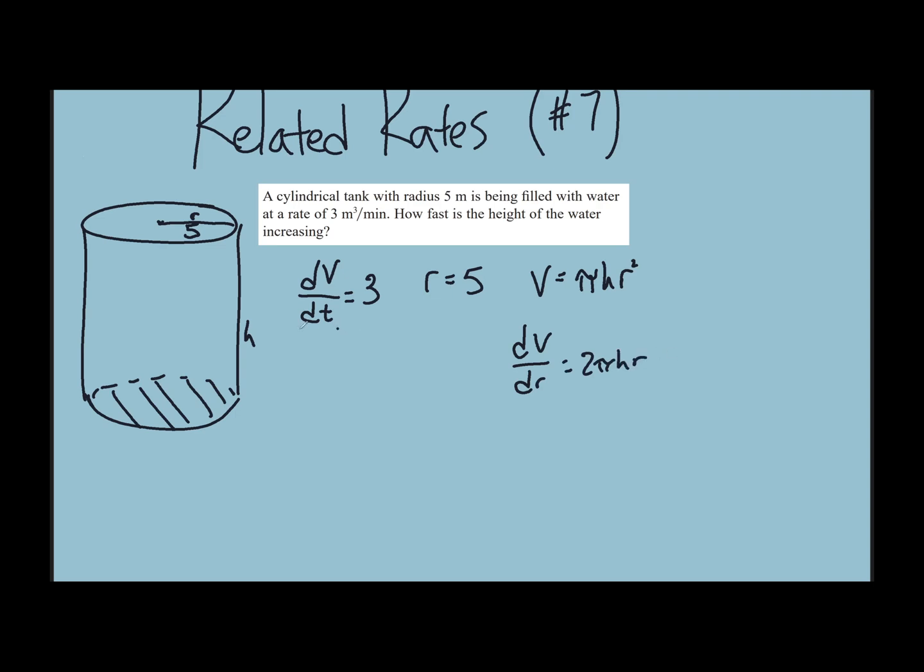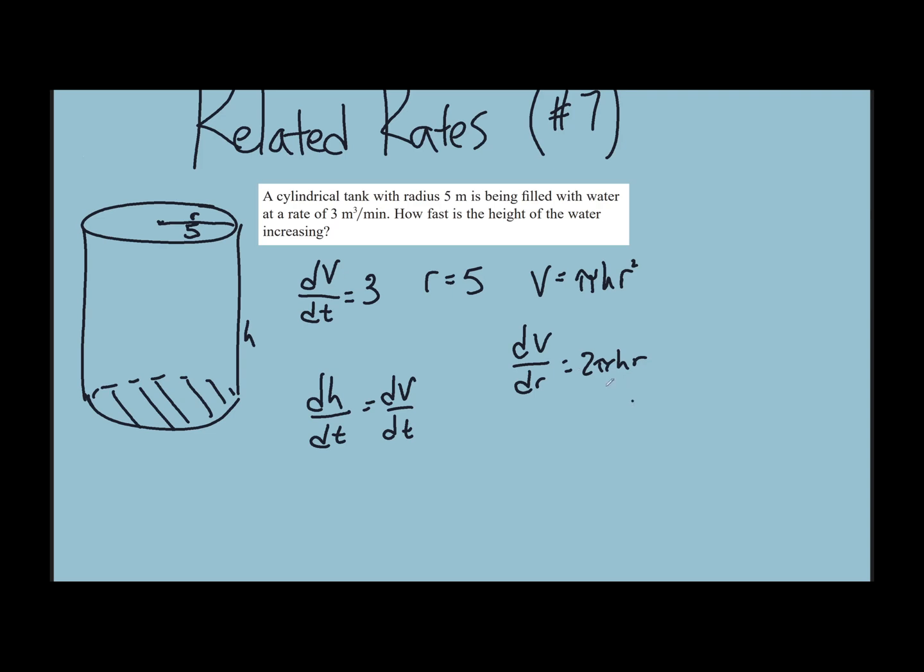And now, of course, we have a dV/dt. What are they asking for? How fast the height of the water is increasing. How do we do that? Well, they want a dH/dt, don't they? So we have a dV/dt, and we could make a dr/dV if we need it. I don't know if we need that.